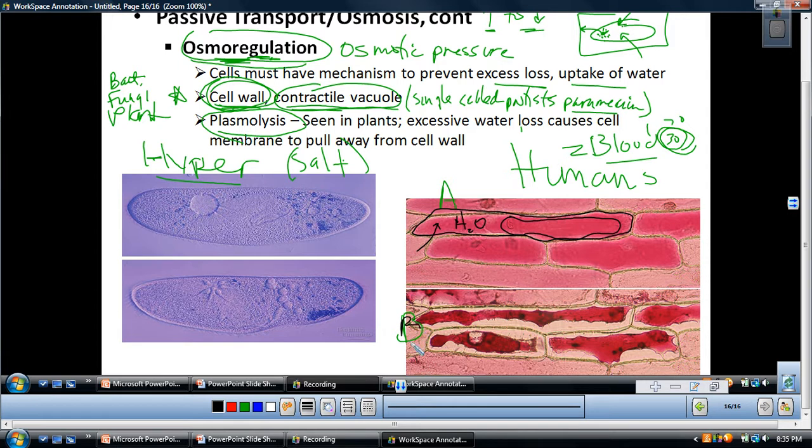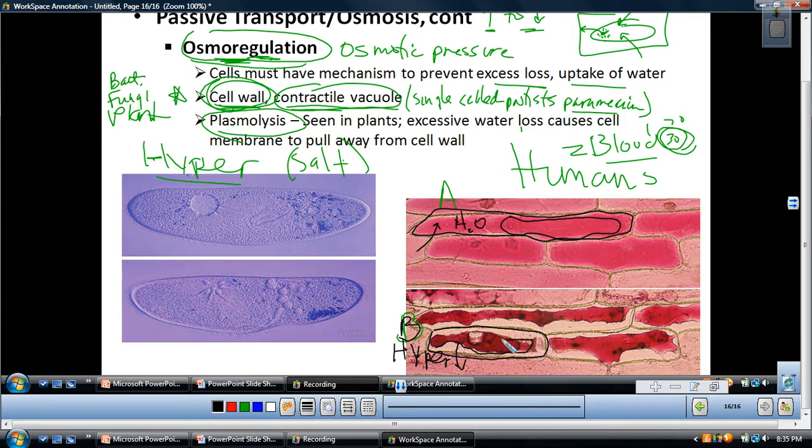Picture B is the opposite. If you were to put this plant cell in a hypertonic environment, hypertonic means a lot of solutes on the outside, like salt water. Water would tend to leave the plant cell, so the water potential inside the plant cell would be higher. Water would leave, but you'll notice the cell wall still stays here. It's still structurally sound. But what has happened is, I'm going to draw, this is the cell membrane right here.